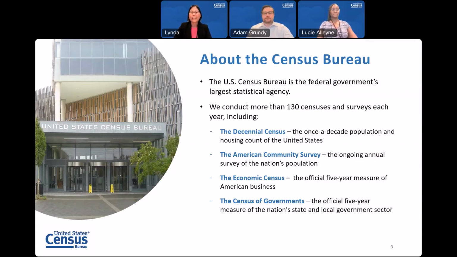Now, on the business data side of the house, we have the economic census. This is the official measure of American businesses. It is conducted every 5 years during the years ending in 2 and 7. It is the most comprehensive source for business data, and it is also used for benchmarking our other business surveys and programs. Now, the economic census also has a public sector counterpart called the Census of Governments. And similarly, it is measured every 5 years in the years ending in 2 and 7.